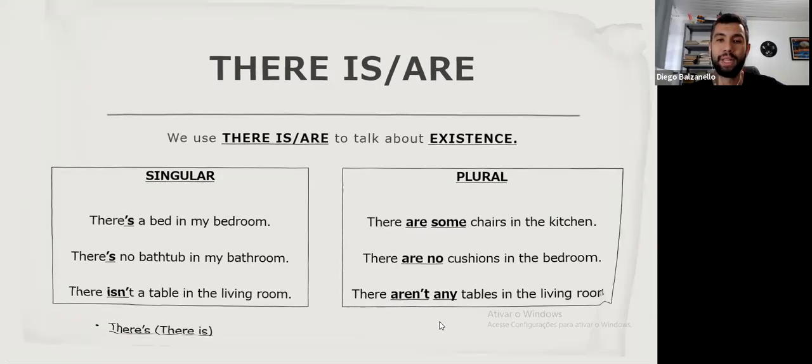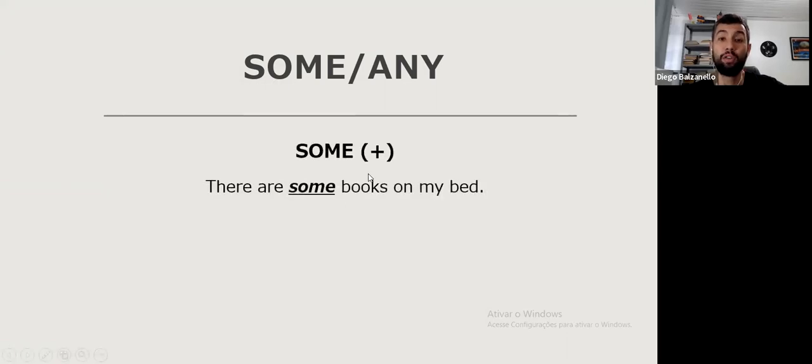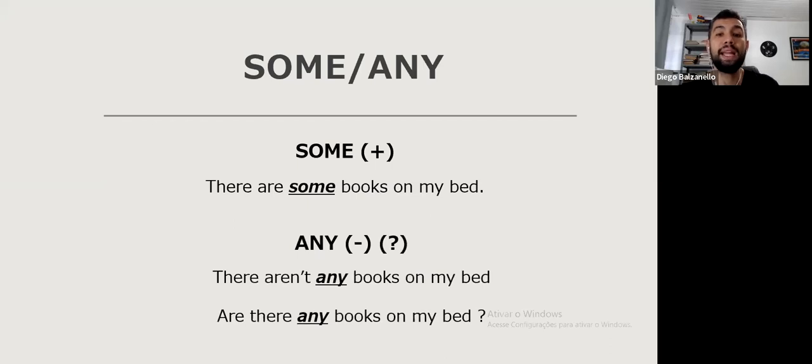Okay, let's move on. To talk about it here, we use some for affirmative. There are some books on my bed. There aren't any books on my bed, and are there any books on my bed? So I'm gonna use any for negative and any for interrogative, for making questions. Some, just affirmative, any, negative, or question.